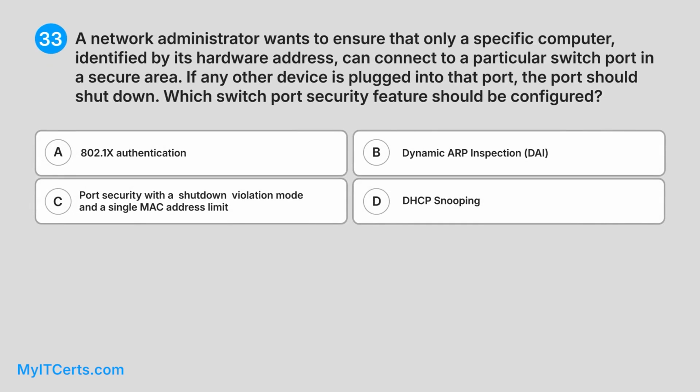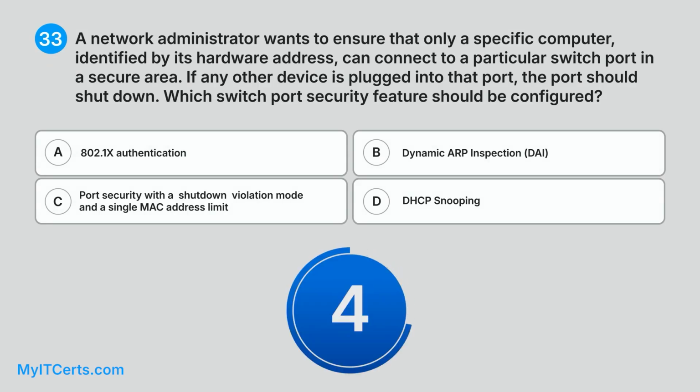33. A network administrator wants to ensure that only a specific computer, identified by its hardware address, can connect to a particular switch port in a secure area. If any other device is plugged into that port, the port should shut down. Which switch port security feature should be configured? A. 802.1X authentication. B. Dynamic ARP inspection, DAI. C. Port security with a shutdown violation mode and a single MAC address limit. D. DHCP snooping. What do you think is the answer?